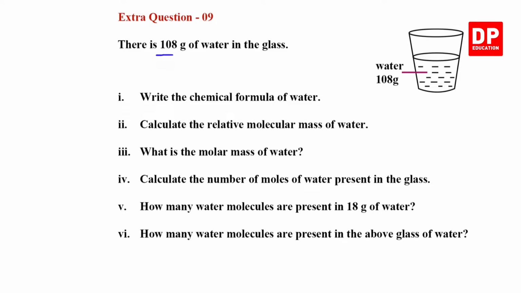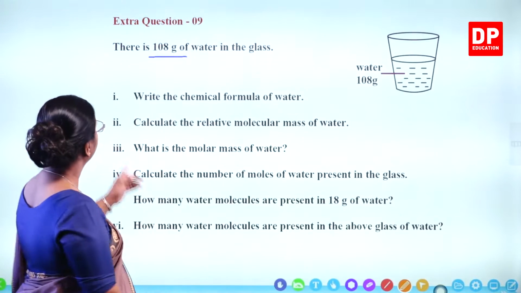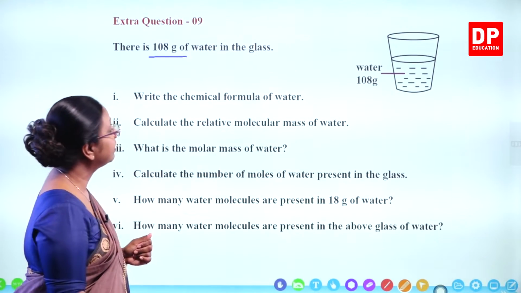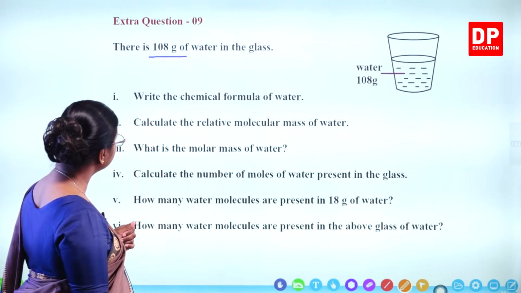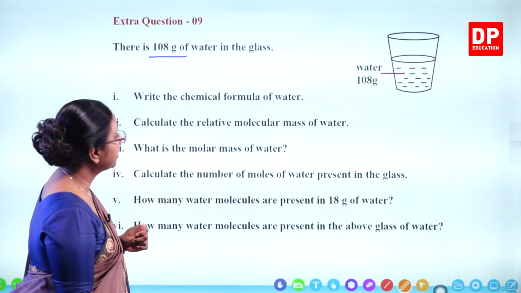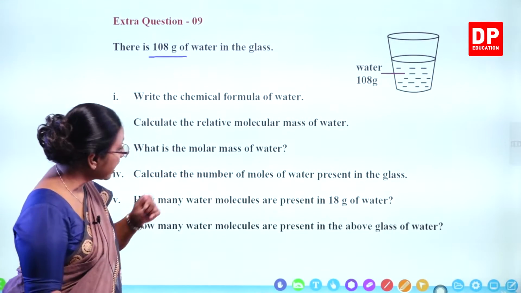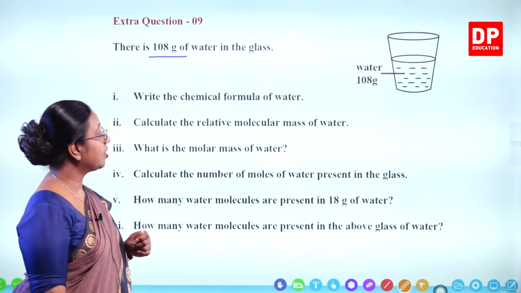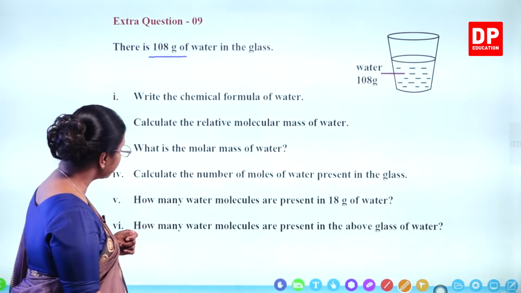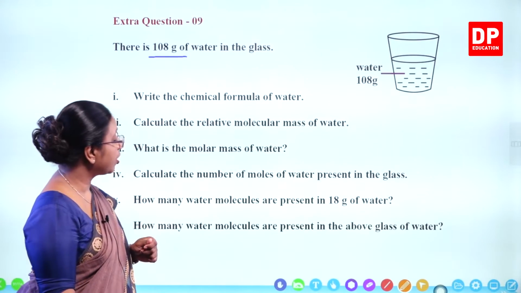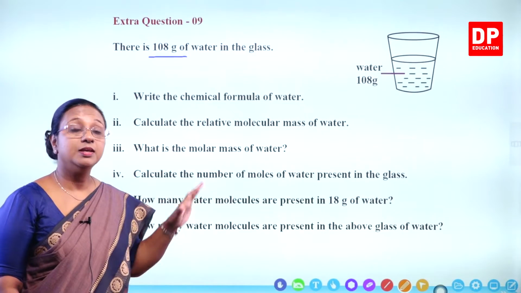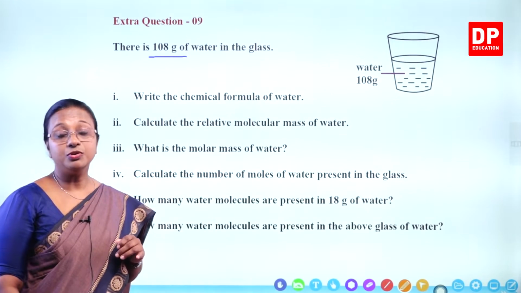There is 108 grams of water in the glass, that is shown there. Write the chemical formula of water. Calculate the relative molecular mass of water. What is the molar mass of water? Calculate the number of moles of water present in the glass. How many water molecules are present in 18 grams of water? And how many water molecules are present in the above glass of water? That is what you have to do.